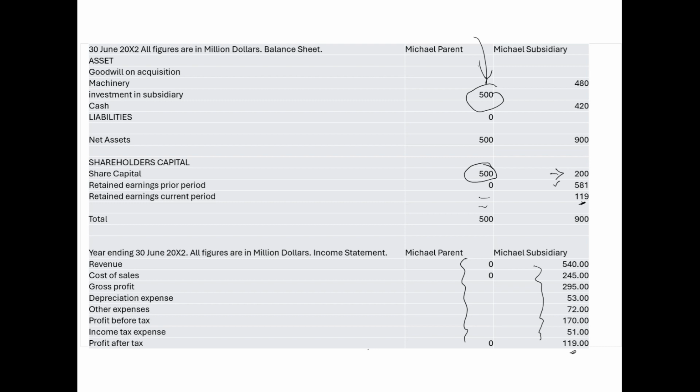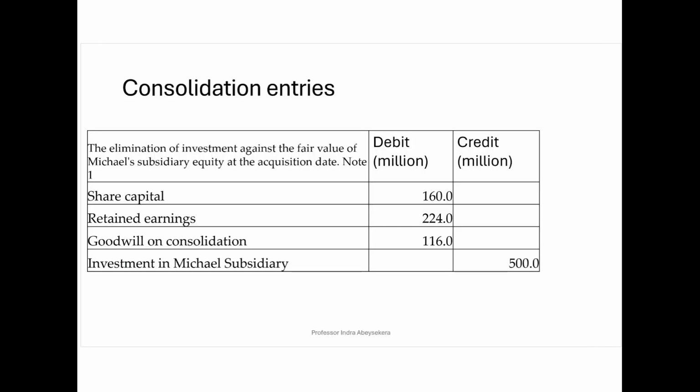So we must now do the consolidation journal entries. Our first journal entry is to eliminate the investment that Michael parent has made in Michael subsidiary. When we make that elimination, 500 million was invested, but we can see the share capital was 200 million. That is the total share capital. But what Michael acquired was 80% of that. So therefore, that equals 160.